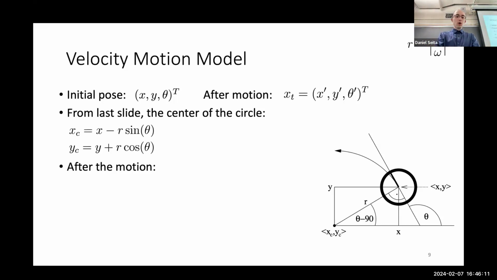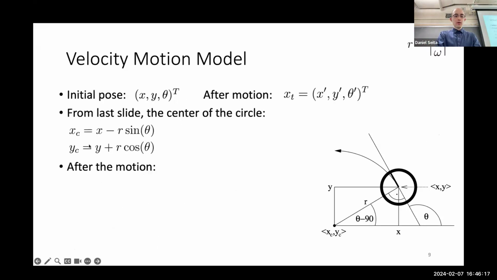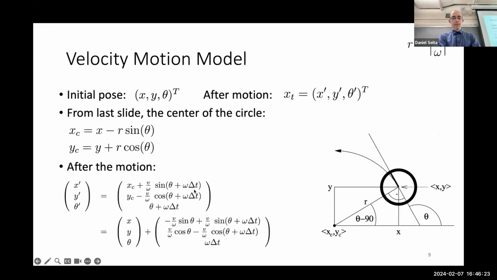So just repeating what we had last slide. If you remember, we had this xc and yc, so I'm just repeating them here. Then after the motion, what happened? So this is what happened. The point of this math here is to show how you mathematically characterize x prime, y prime, and theta prime.